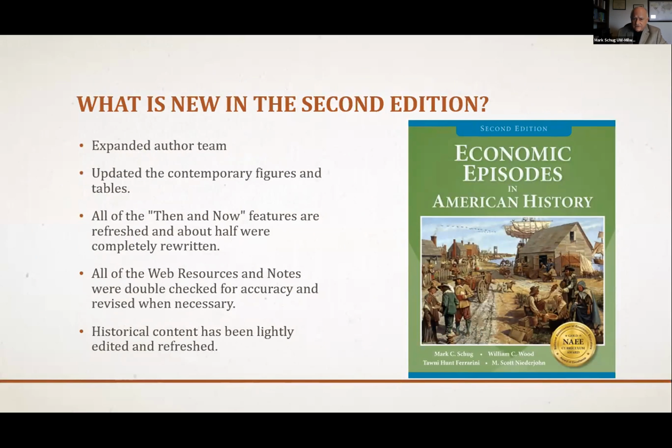You may have had the first edition. In the second edition, we expanded the author team. Bill and I enjoyed writing the book the first round, but we are really very fortunate to have Scott Niederjohn and Tawni Ferrarini join up with us. It made the process easier for the revision. We updated contemporary figures. We kept a lot of the historical stuff the same, but we updated all the contemporary stuff. We had to rewrite almost all the then and nows.